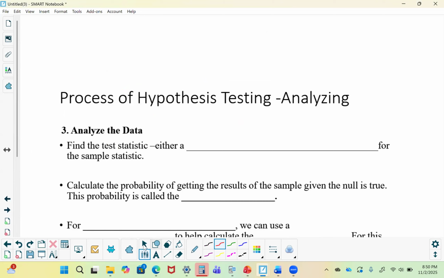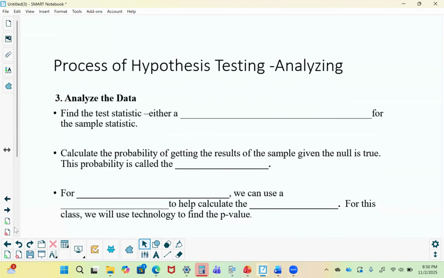So then we analyze the data. First thing they do is find the test statistic. The test statistic is either the z-score if we're using a normal model, which would be for proportions, or a t-score if we are using the student t model, which is for means. Then we calculate the probability of getting the results of the sample given the null is true. This probability is called the p-value.